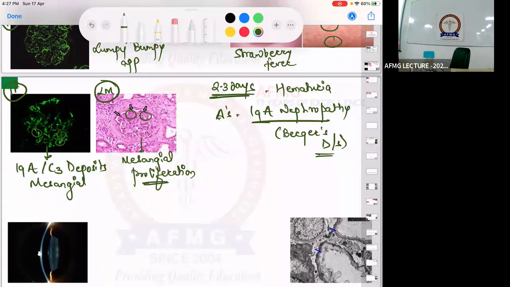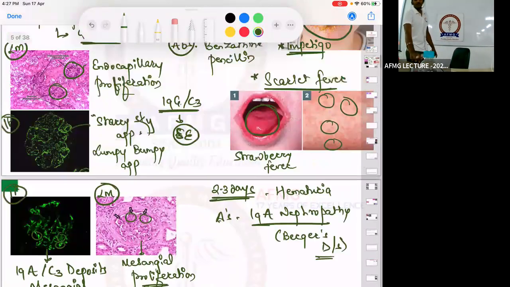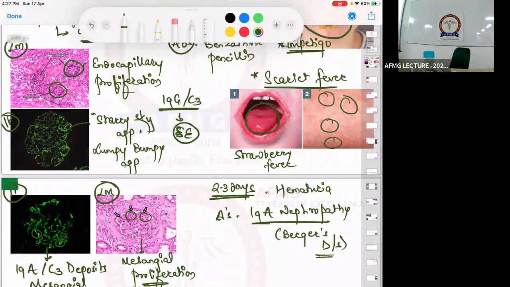Which type of deposits are seen in cases of IgA? Which type of deposits are seen in cases of PSGN? Now please tell me, would they be granular or linear? In both the cases, they would be granular.